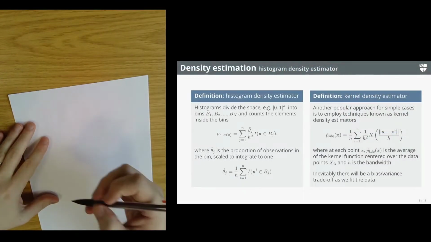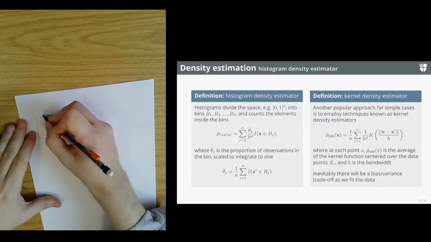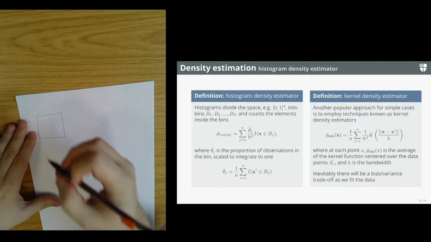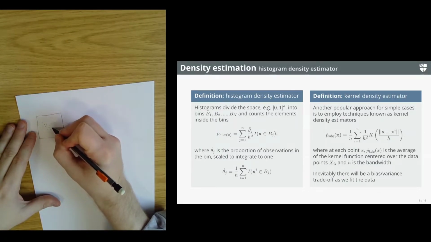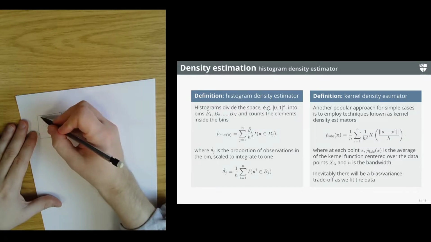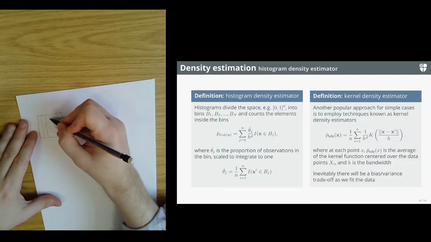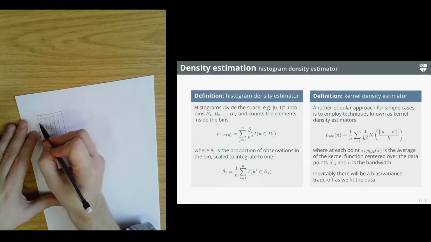So imagine we've got some space, let's say a 2D space, and in that space we've got some data samples. What a histogram density estimator does is divide this space up into bins, so it's a regular grid over the space.